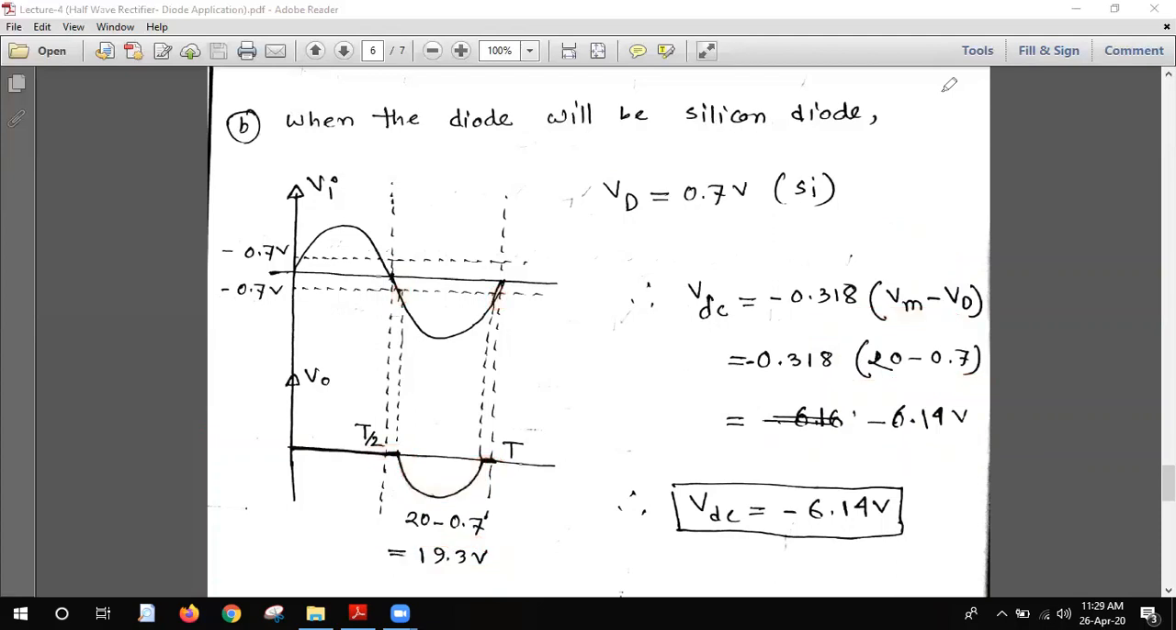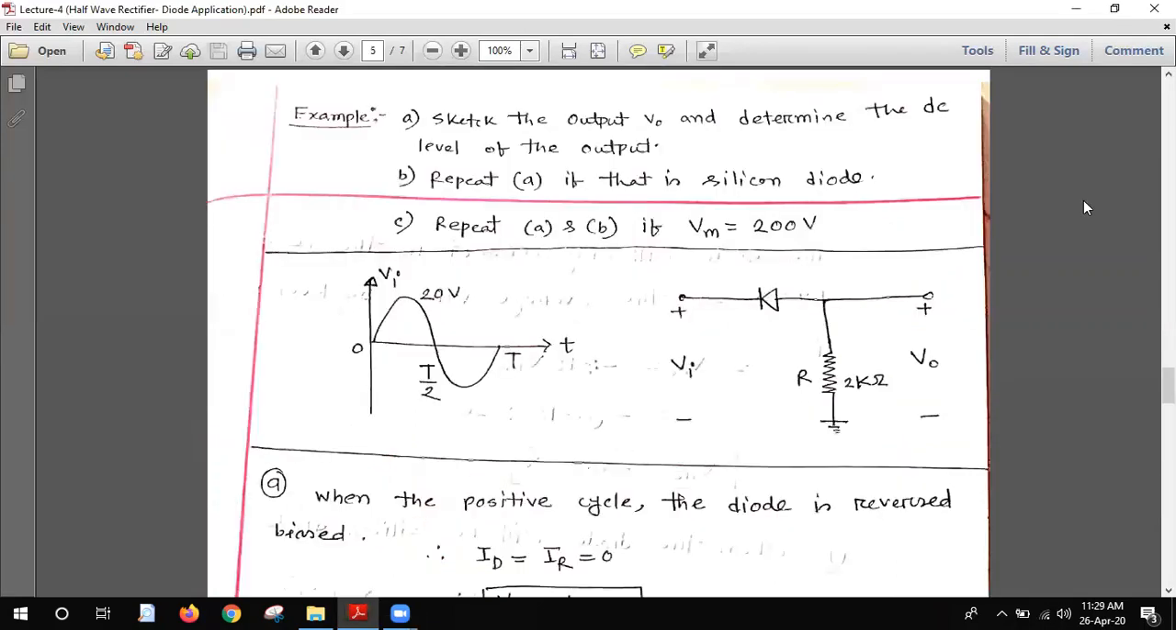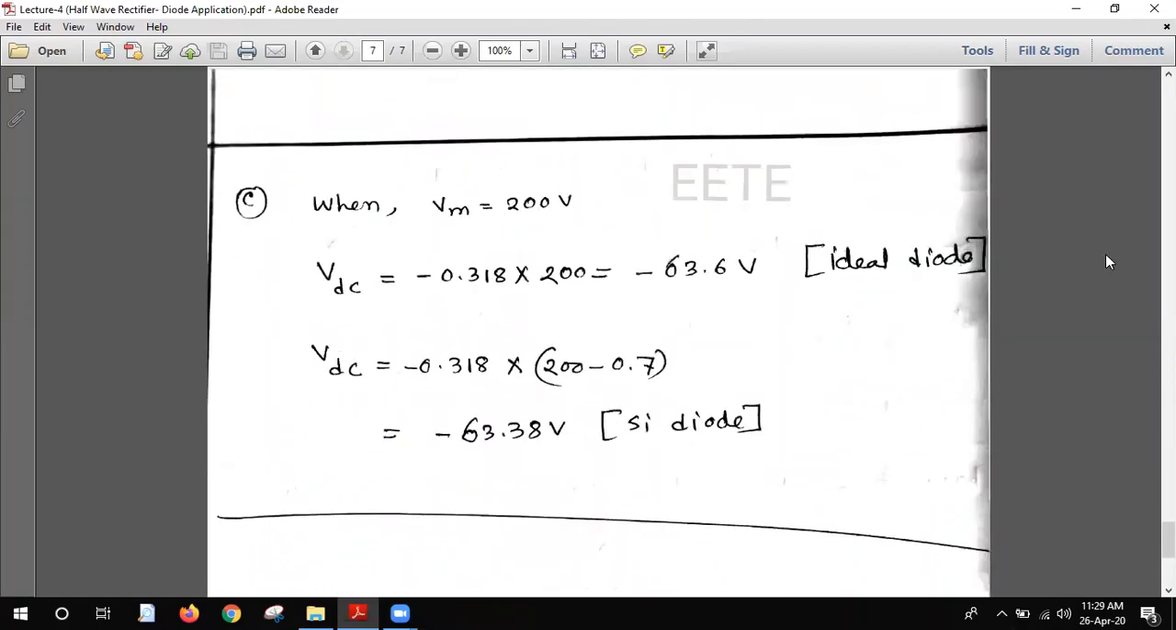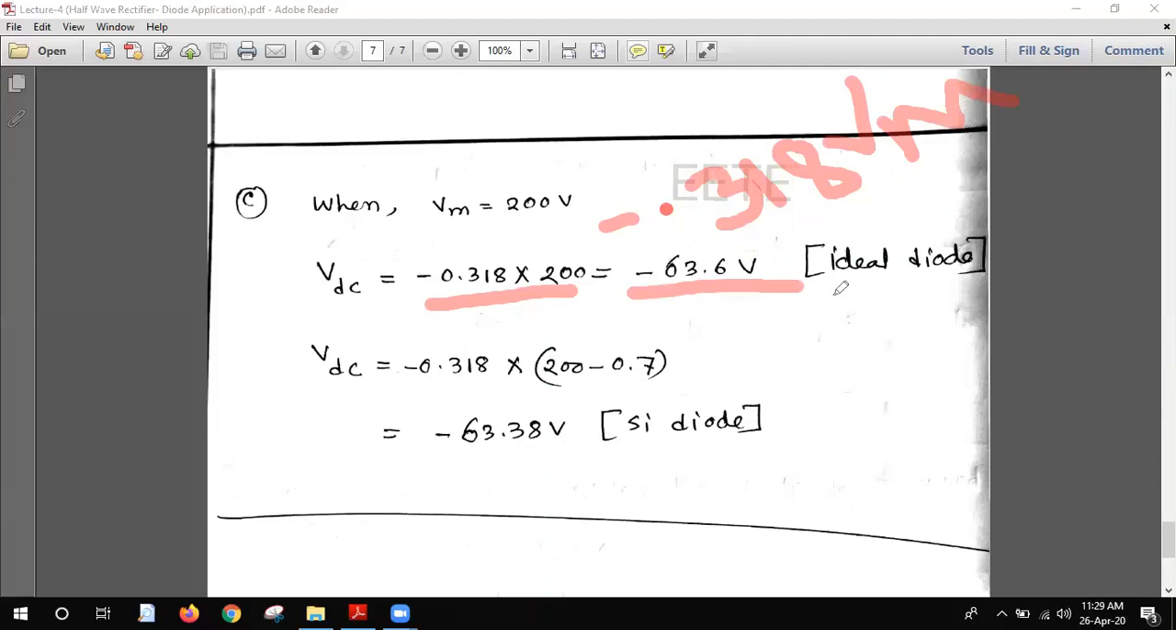Let me clear the drawing and see what is the next, the third C. It shows that repeat A and B, if the Vm, the peak voltage here, is 200 volt. If it is 200 volt, what happens? Nothing happens, just the calculations. Now the 200 volt, so it will be minus... because the voltage was 0.318 Vm. Now the Vm is not 20 volt. It is 200 volt. That's why we will multiply with 200 volt. So it will be minus 63.6 for the ideal diode.